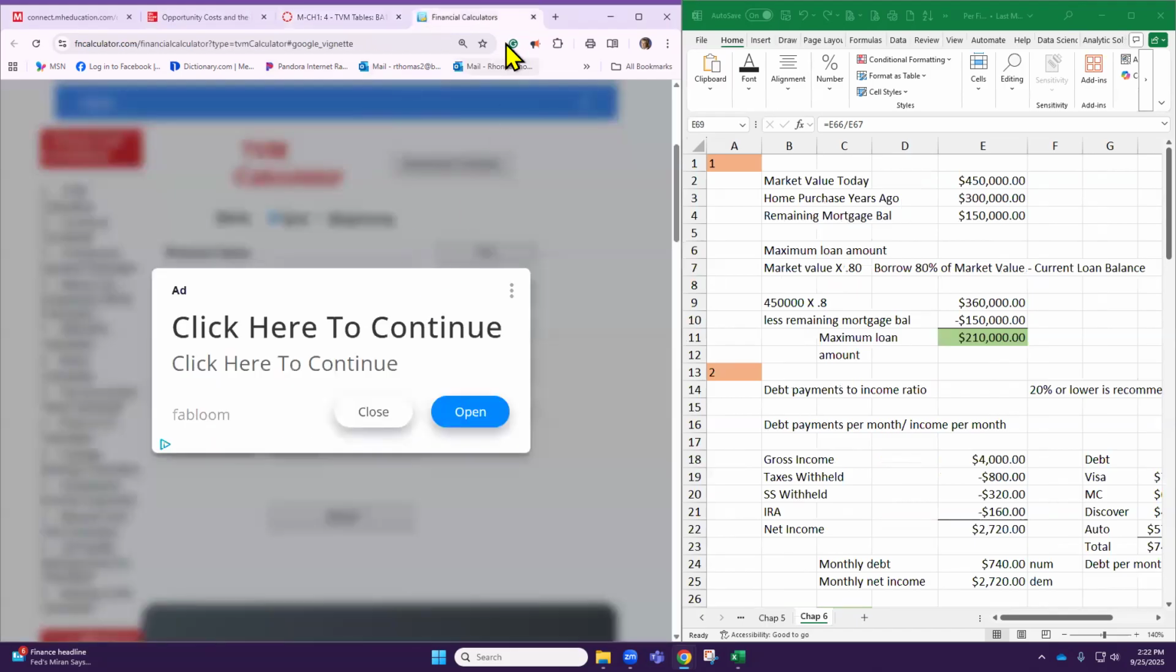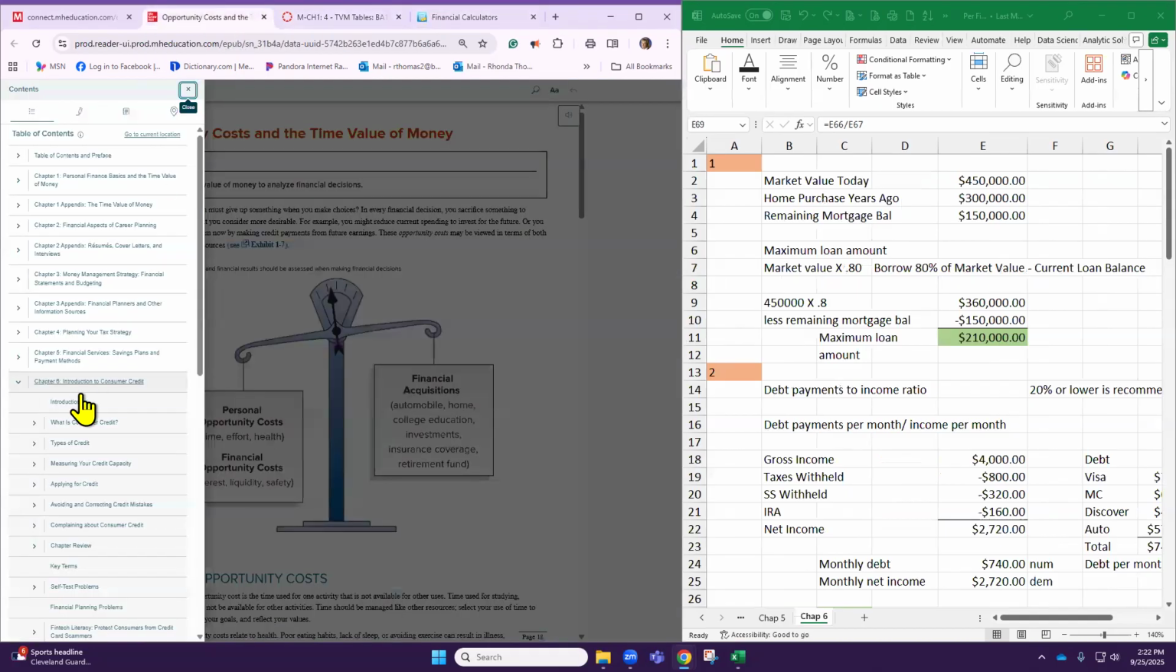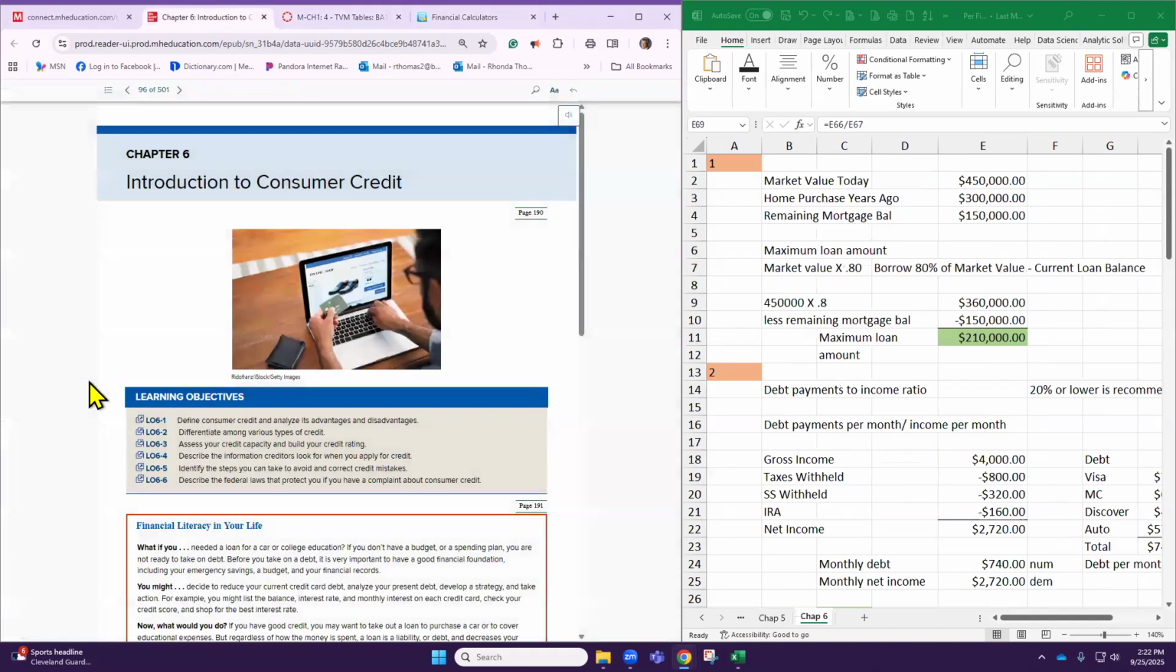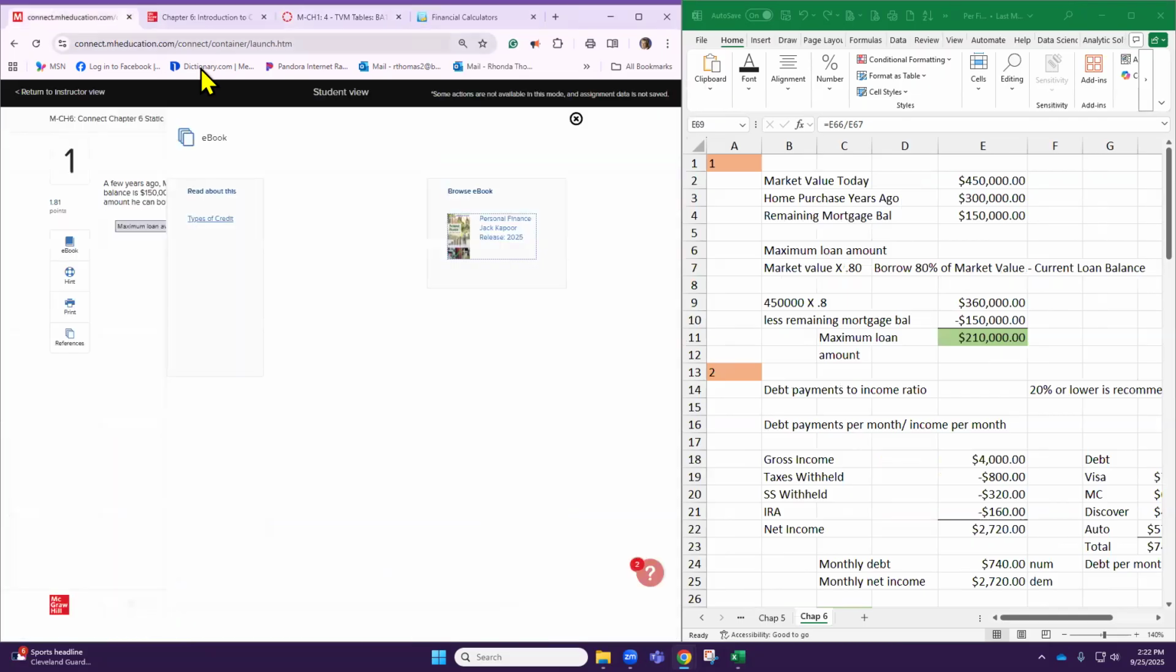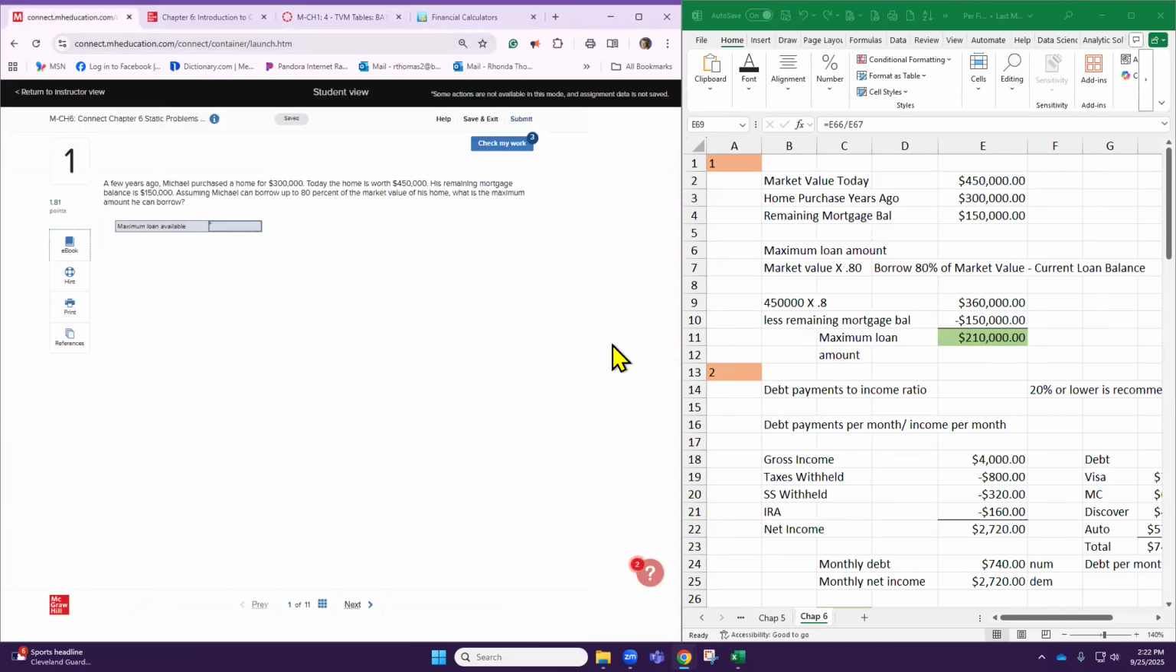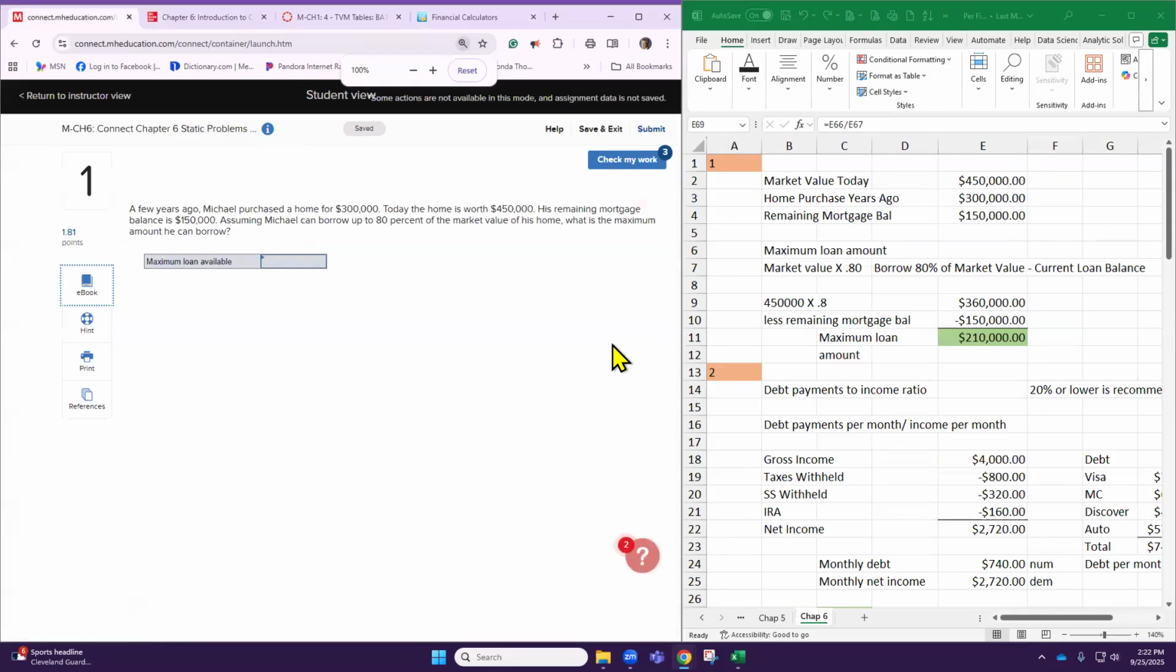So chapter 6 is entitled Introduction to Consumer Credit. Here is our first question. Consumer credit covers different ways of looking at credit with financial institutions, or qualifying for a mortgage or some other kind of loan.